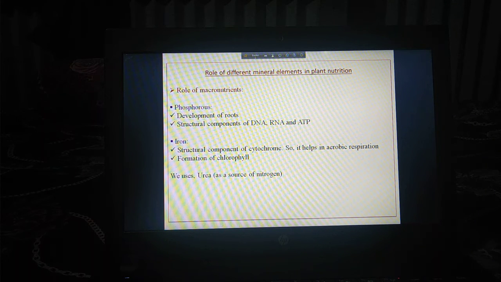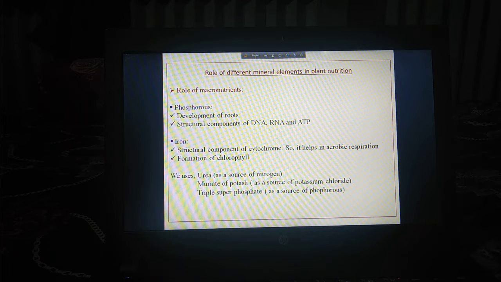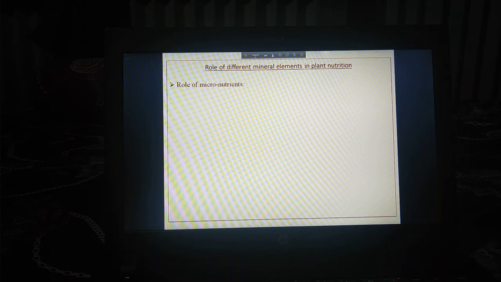Now we use this urea as a source of nitrogen. এগুলো এমসিকিউর জন্য ইম্পর্টেন্ট। মিউরেট অফ পটাশ or MP as a source of potassium chloride. Triple superphosphate or TSP as a source of phosphorus. Now we will try to discuss about the role of micronutrient in plant nutrition.